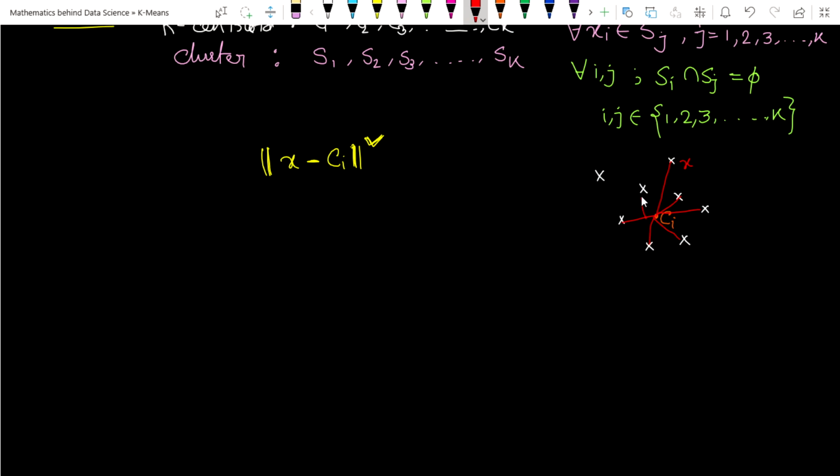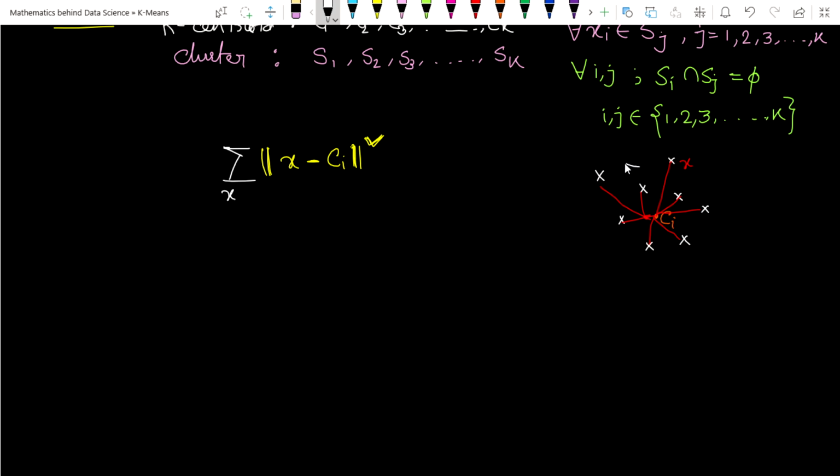From the edge point, to calculate its distance from the centroid ci, we have used this formula: norm of x minus ci, whole square. Now, the sum of the distance is what we are interested in. The second thing is that we have to find its sum. What is the summed value here? Summed value means you have to consider the x.